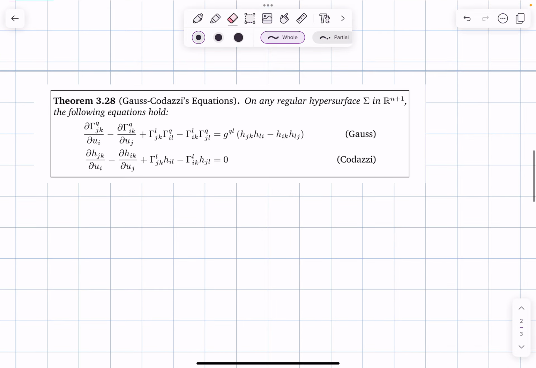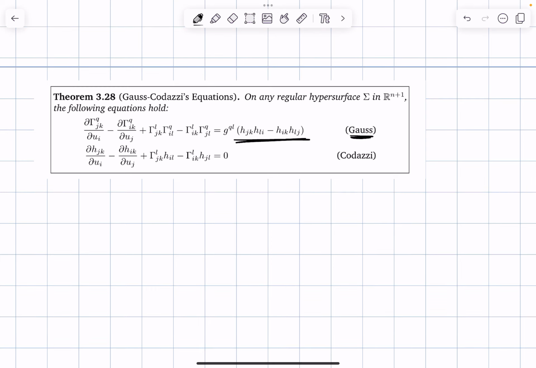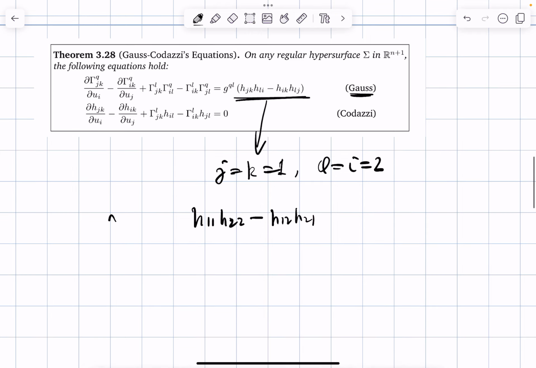Okay, so before proving that, we need to prove a little lemma, the Gauss-Codazzi equations, first. Let's just see the Gauss equation. You can see that on the right-hand side, there is this term. If you set j equal to k equal to 1 and l equal to i equal to 2, then this term becomes H11 H22 minus H12 H21, which happens to be the determinant of H. It's a two-dimensional manifold, so it's just a 2 by 2 matrix.